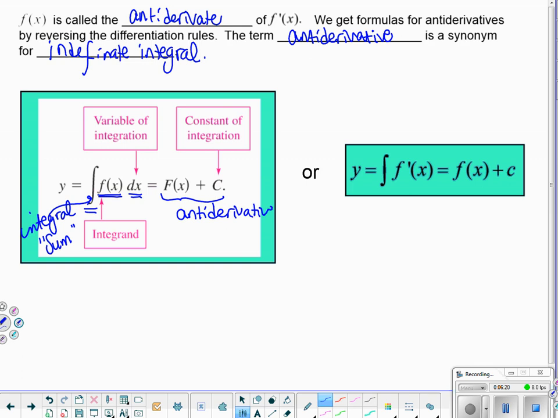Our textbook makes use of the capital F a lot of times. So there's this integral of some function f of x, and we'll come out with capital F of x plus some constant. You could also think about it as being the integral of f prime of x to come back to my original function f of x, right? So one of the two ways is a good way of thinking of it.